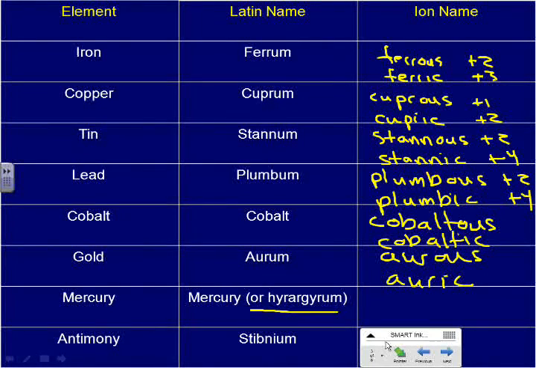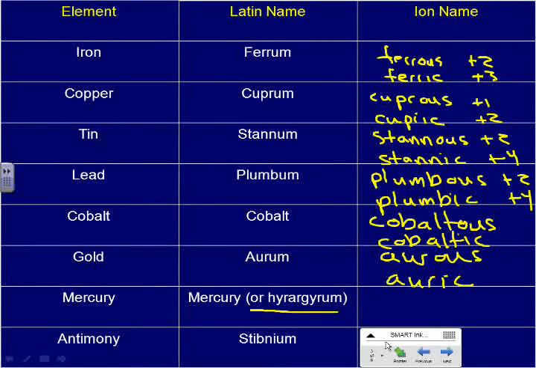So you are going to need to memorize these Latin names. Mercury has a funny one. It's called Hg because it's like hydrargyrum or something. I don't even know how to say it. I never say that word. That's where the Hg comes from. But yeah, the symbols that are strange are coming from the Latin names. That's where our Cu comes from for copper.